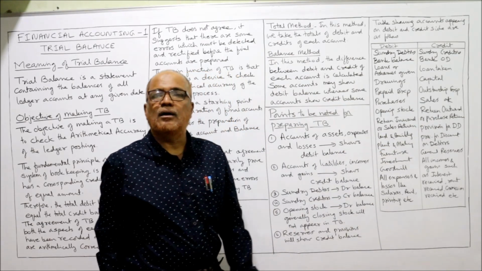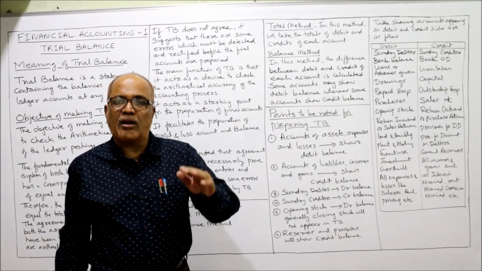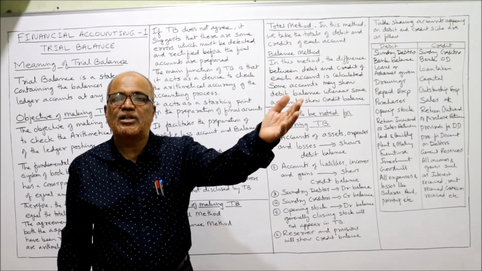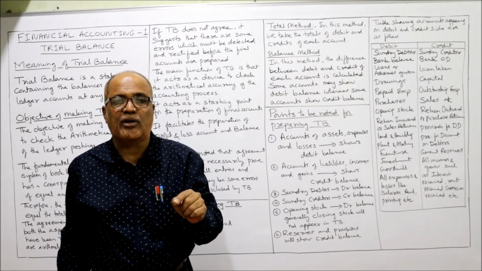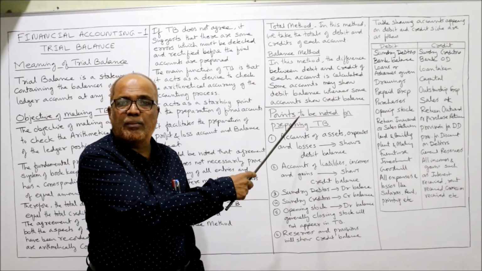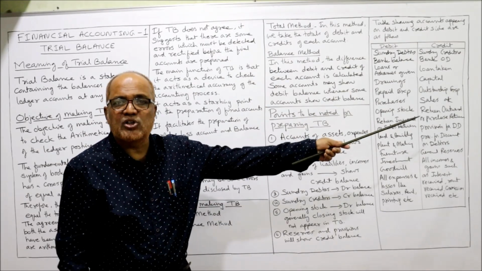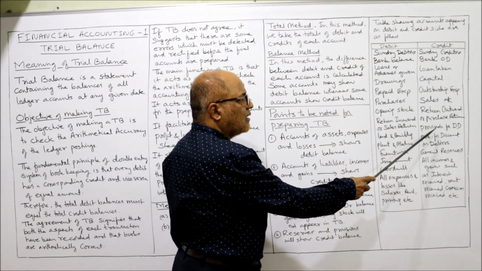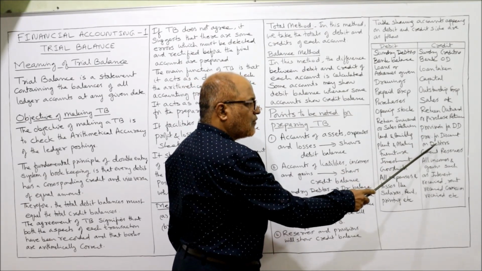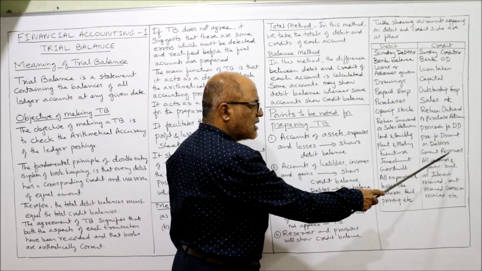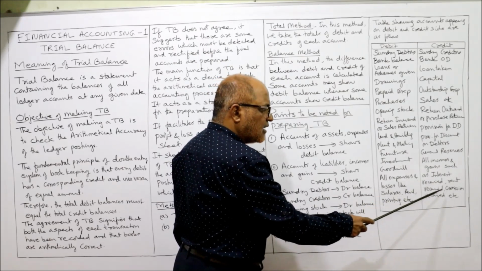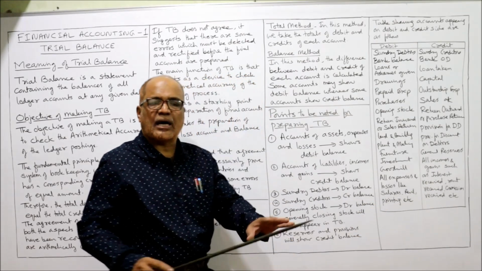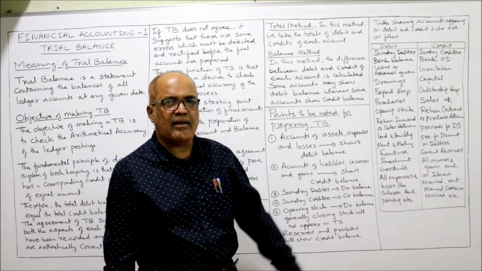Return outward means purchase return. Purchase return will show credit balance. Remember this point. Sales return will show debit balance. Purchase return will show credit balance. Then provision for doubtful debts, provision for discount on debtors, general reserves, all incomes and gains such as interest received, rent received, commission received, etc. All types of incomes will show credit balance.